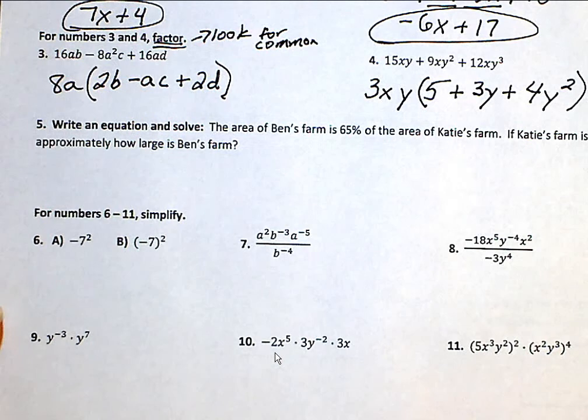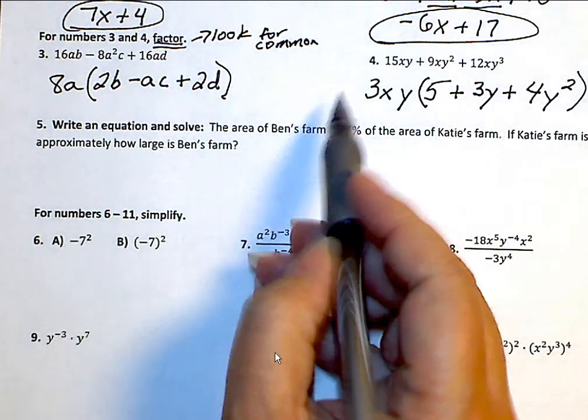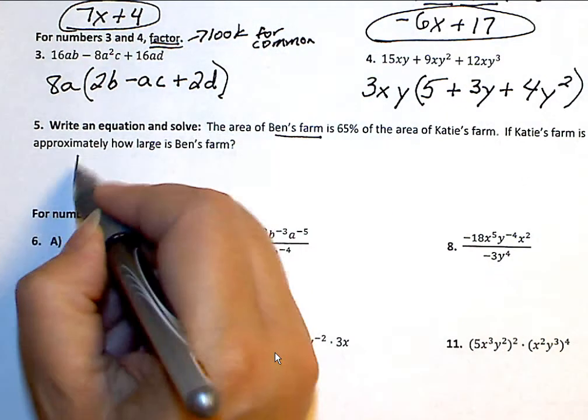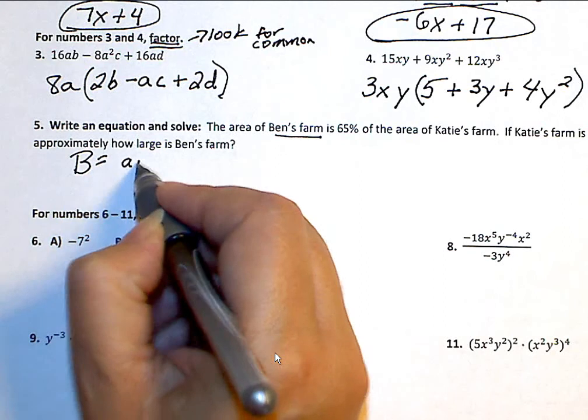Number 5 says to write an equation and solve. So we have Ben's farm, so I'm going to call that B. So the area of Ben's farm.